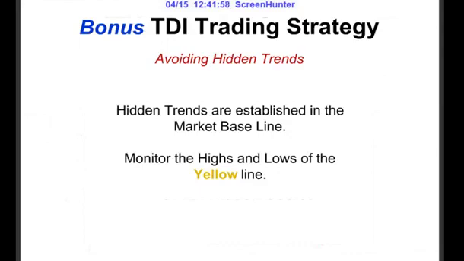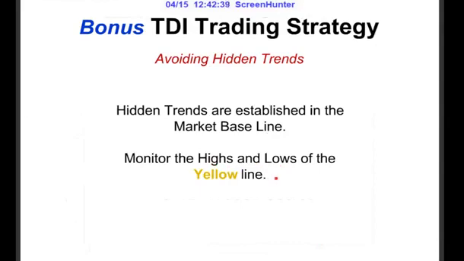Okay? Hidden trends are established using the market baseline. We're following the market baseline, the yellow line. Now, remember what I said, the market baseline is our overall trend. It's also our dynamic 50 level. But there's something within it that a lot of people haven't seen before, and myself and another trader have taken notice of this, and we're really honing our skill on using the Trader's Dynamic Index. And what we're looking for is we're monitoring the highs and the lows of the yellow line. Let's take a look.